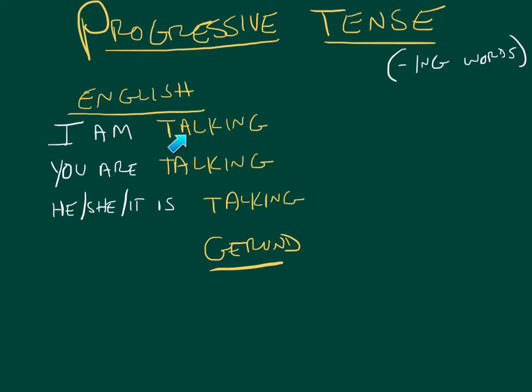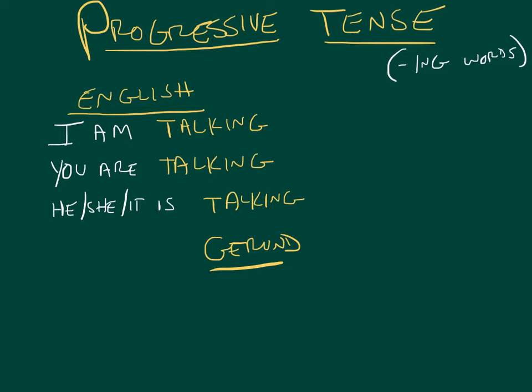So what you see right here, notice how this changes but this doesn't. So it says I am talking, you are talking, he or she or it is talking. Only this gets conjugated. Only the verb to be gets conjugated. The verb talk does not get conjugated. That's because that's not really a verb. It's called a present participle. It's a gerund. So that stays unconjugated, and this stays exactly the same, and we keep going.